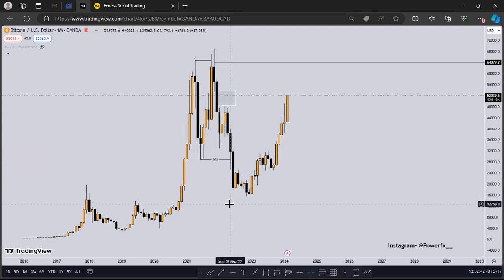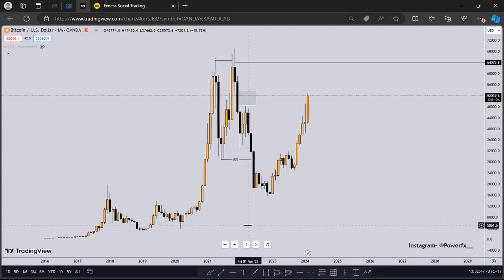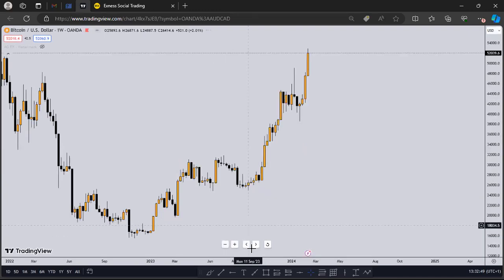So what do we do? Like I told you guys, we always want to take our trade off of the origin. What's the origin that caused the move all the way to the upside? Let me go to the weekly time frame.